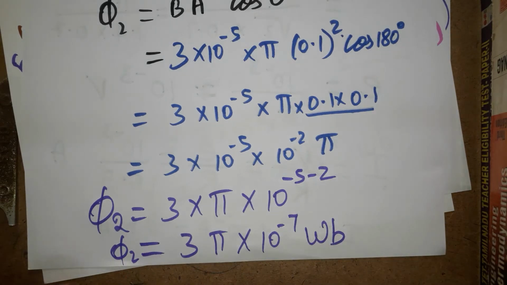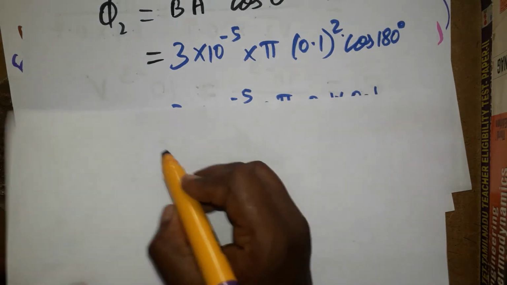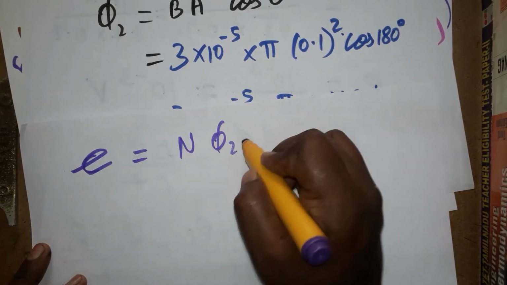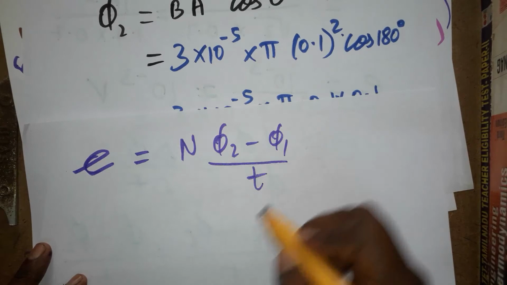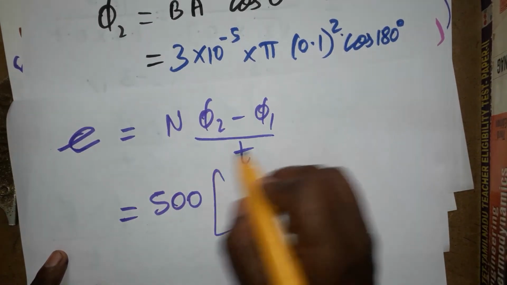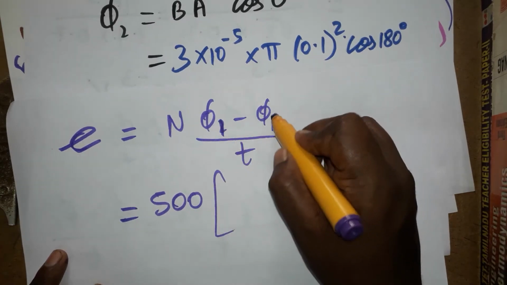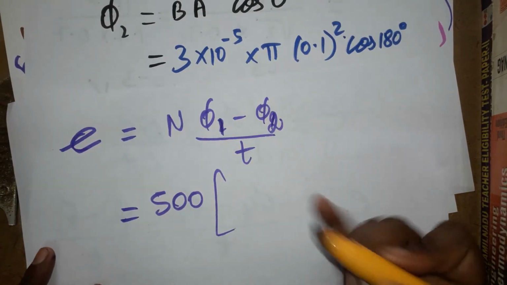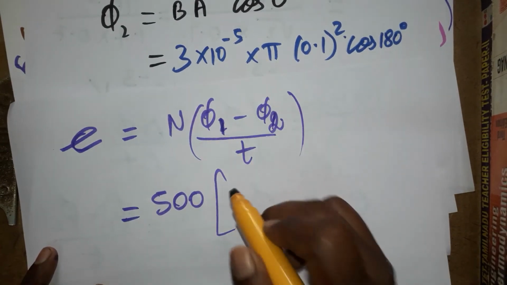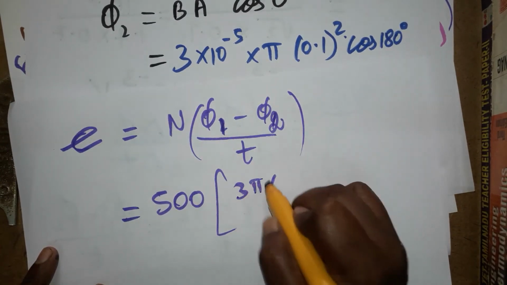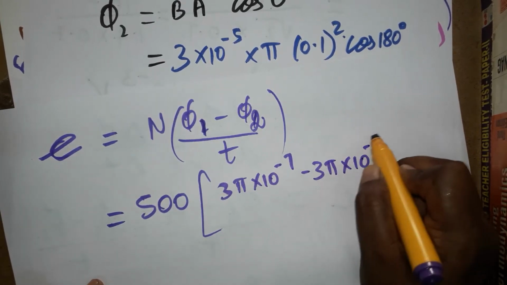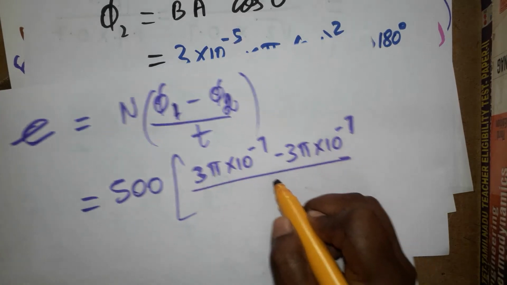Okay, now we have to find the total change in flux. So EMF is equal to n times phi 2 minus phi 1 divided by t. I know n, the number of turns, is 500. Phi 1 minus phi 2. If you are getting negative also, take the total EMF as a positive value. Phi 1 is 3 pi into 10 power minus 7, phi 2 is 3 pi into 10 power minus 7, divided by the time period.